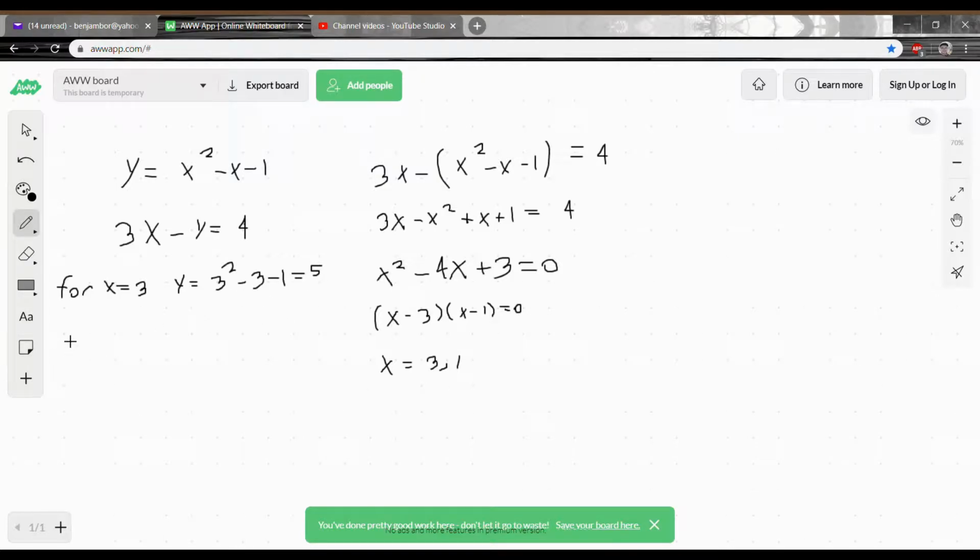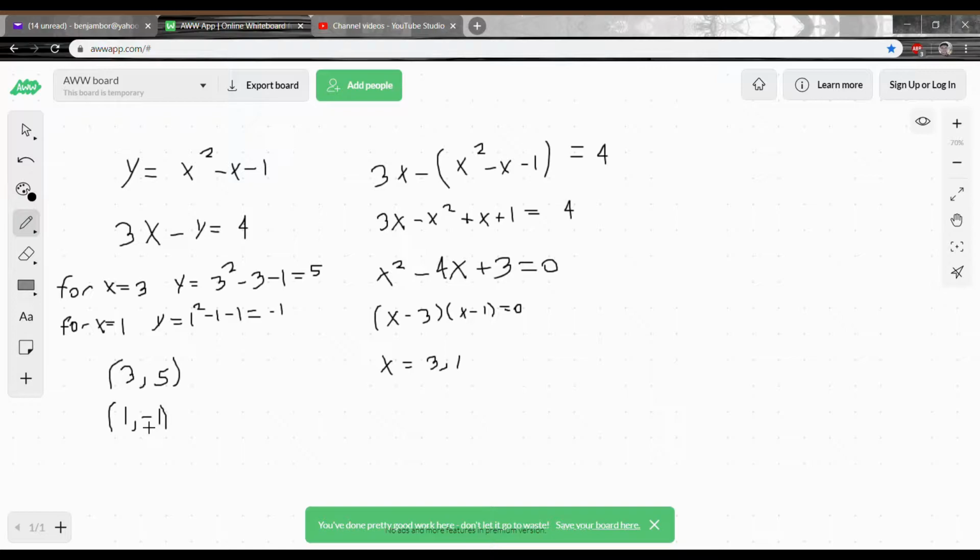We'll do the same thing for 1. For x equals 1, y is going to equal 1 squared minus 1 minus 1. This is negative 1. So when x is 1, y is negative 1. We can rewrite this in ordered pair format, giving us the 2 points where these two graphs intersect. So when x is 3, y is 5. And when x is 1, y is negative 1. This is how we can record our solutions.